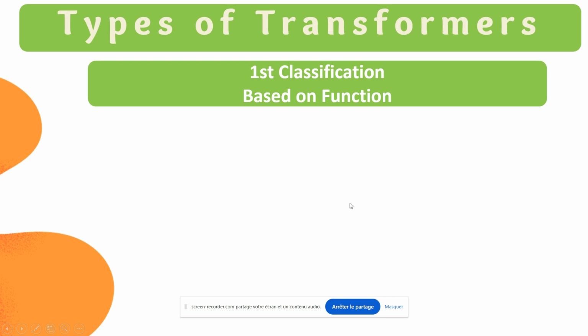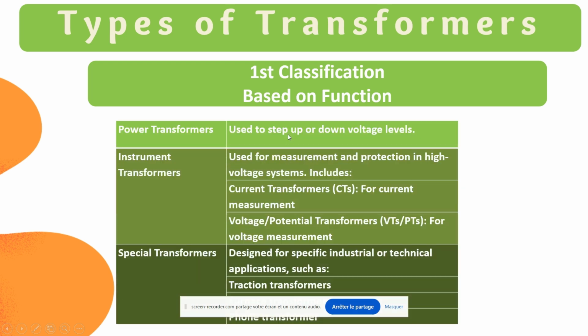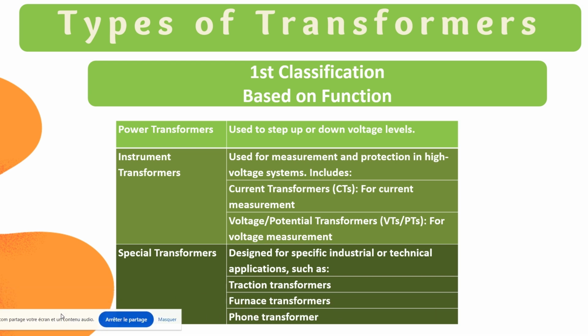Okay, actually there are different classifications. The first classification is based on function, what they actually do. There are three types. There are the power transformers. Okay, and these are the kind of power transformers that are generally used in power stations. They are made mainly to step up or step down voltages, and they are also used in transmission lines.